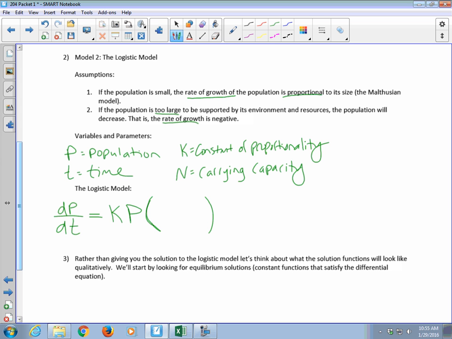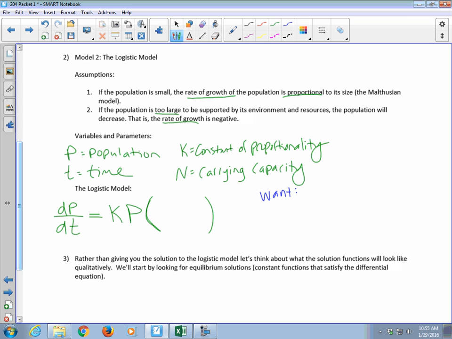If we're getting close to the carrying capacity, that means the population is not going to be changing very much. It's not growing very much because there aren't enough resources. And if p is bigger than the carrying capacity, I want it to be negative, because then I'll have a negative quantity times a positive, and my whole rate of growth will be negative. So let's write down all those things that I want.